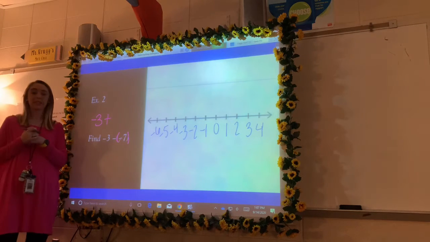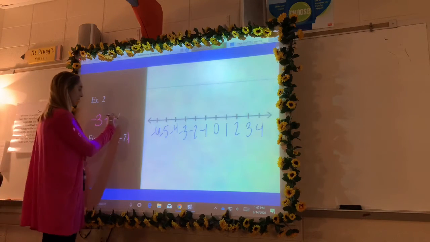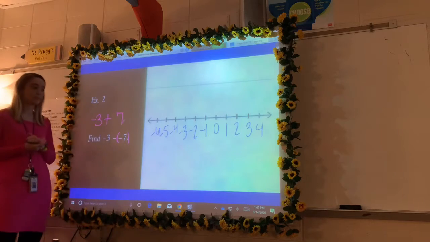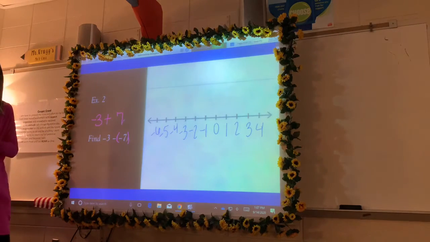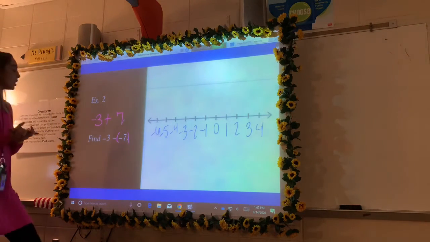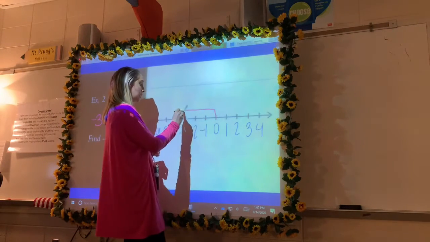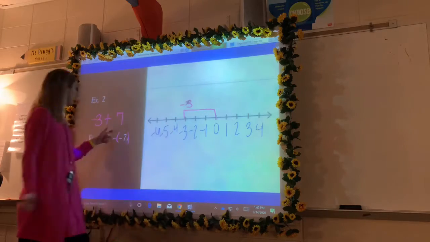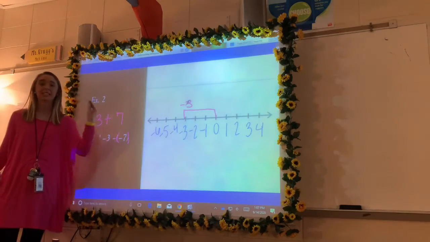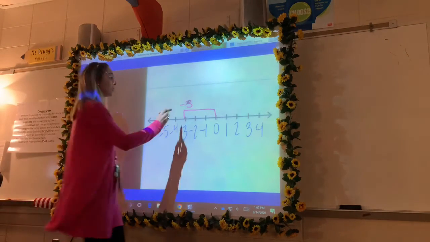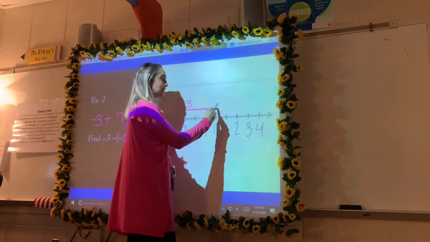So what's the opposite of negative 7? A positive 7. So we're just going to plus 7. And now we're ready to graph it on the number line. So we start at the 0 to find negative 3. We go to the left 3 times. But now this time we're wanting to add 7, and it's adding a positive 7. So we start here and go to the right 7 times.